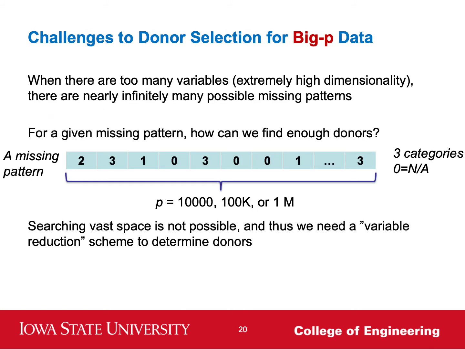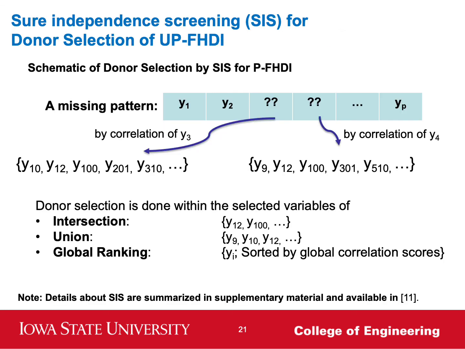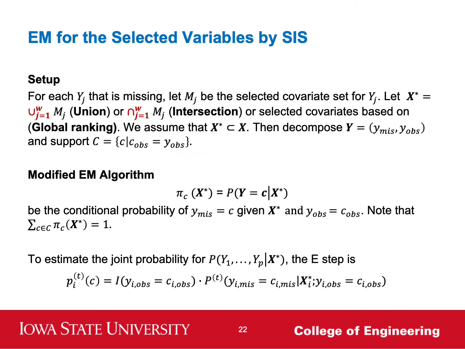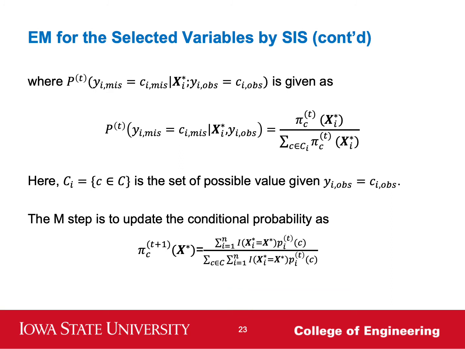I want to slightly touch upon, if we have high dimensional data, how can we find enough donors? Think about, say, 10,000 variables. How can we match the donors? To do that, we use the sure independent screening, assuming the intersection or union of the global ranking of this score. To enable that, we had to change the EM algorithm, so-called SIS-oriented expectation maximization scheme. This is a theory, but just a slight twist of the EM algorithm.